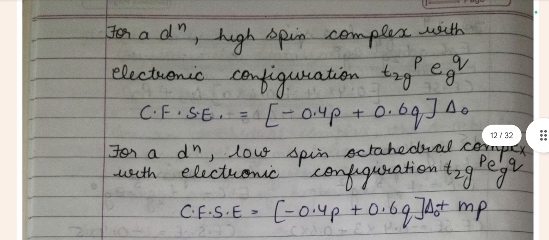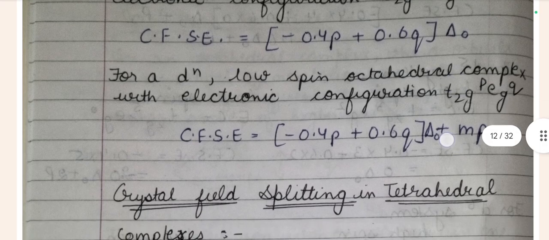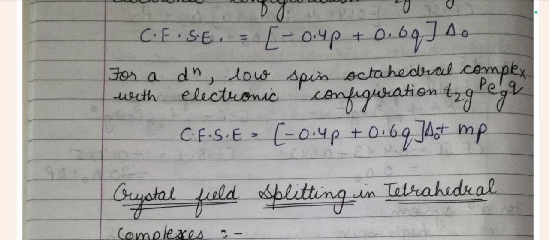For a dn system, high spin complexes with electronic configuration t2g^p and eg^q, the CFSE is equal to minus 0.4 p plus 0.6 q delta naught. For a dn low spin octahedral complex with electronic configuration t2g^p and eg^q, the CFSE is equal to minus 0.4 p plus 0.6 q delta naught plus m pairing energy.